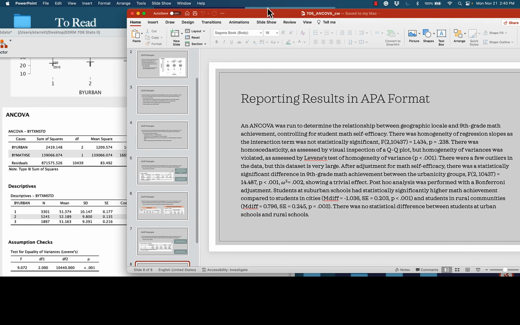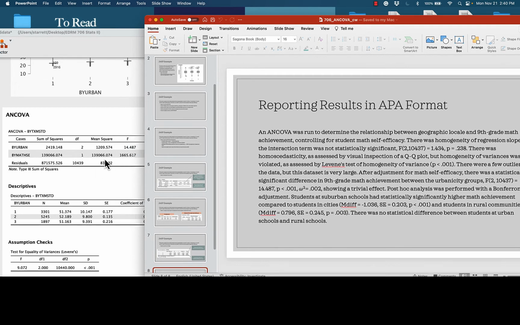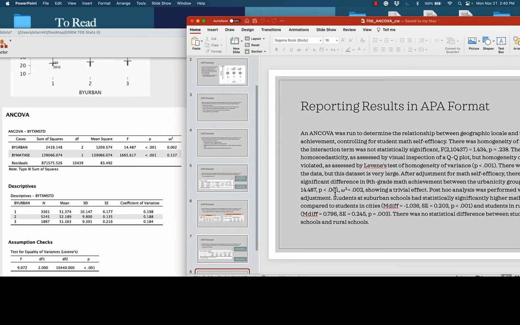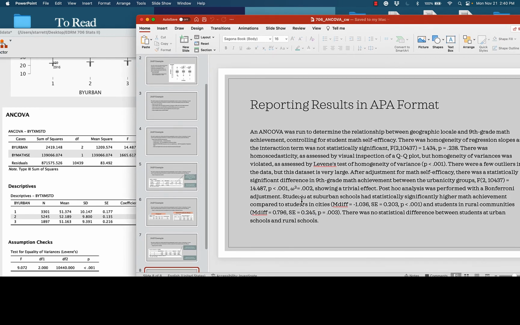and we can go over here to our table, and we see our 2 degrees of freedom and our 10,439, with our F-test of 14.487 and our p-value of less than 0.001 and our omega squared of 0.002. And again, that 0.002 effect size is a trivial effect, which we note.